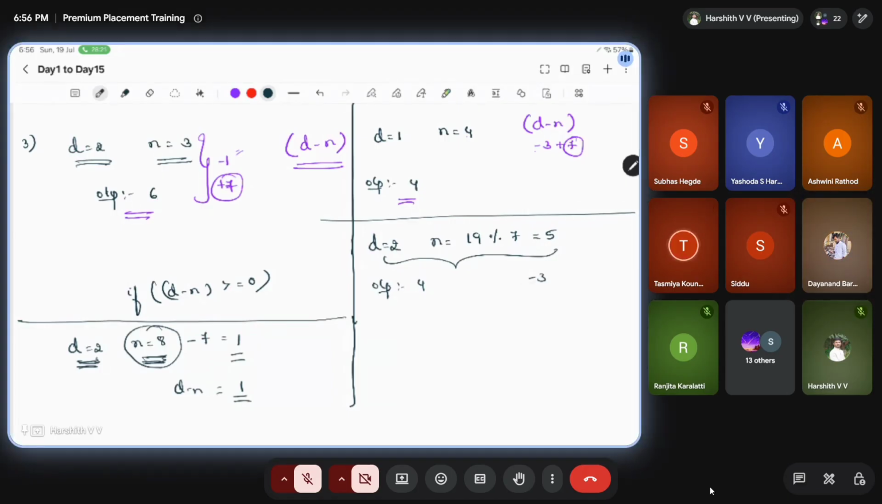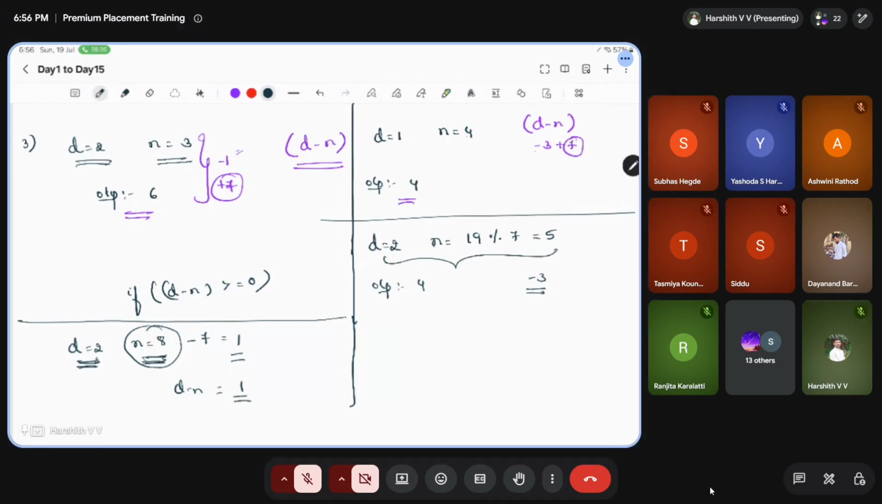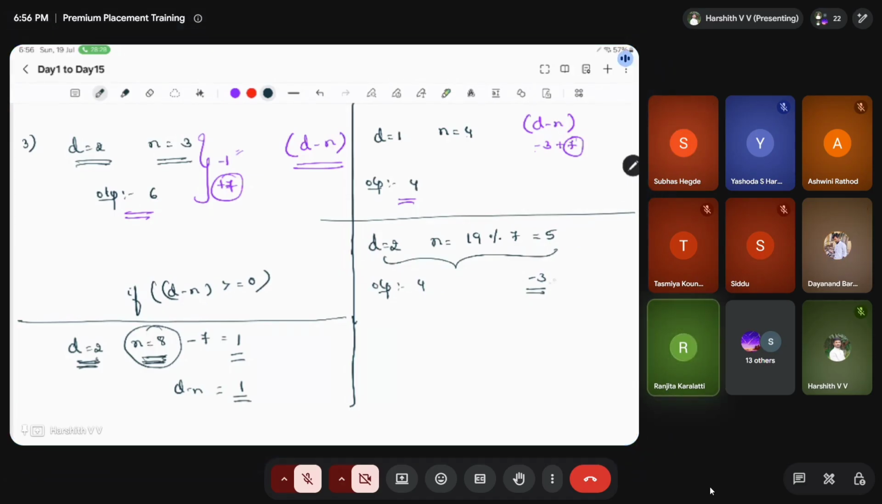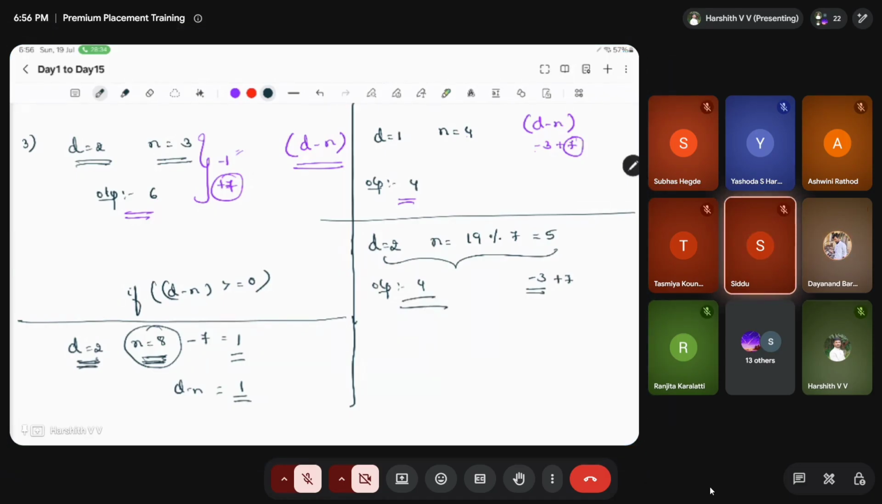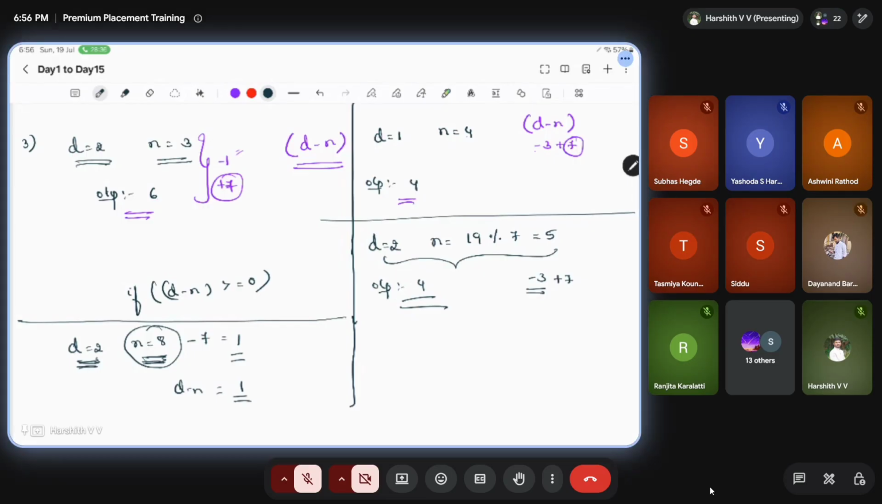-3. So if you are getting -3, what should you do? Plus 7. What is -3 plus 7? 4. That is the correct answer. Understood all the test cases here? Anyone having any doubt?